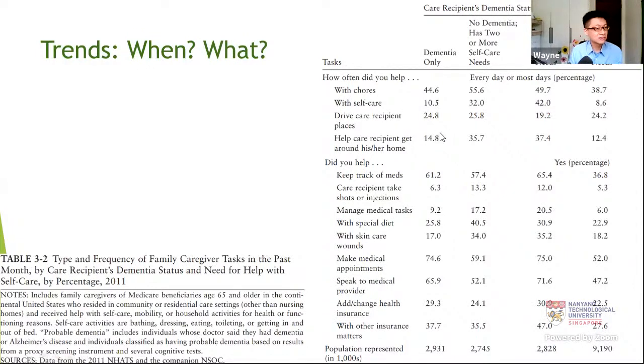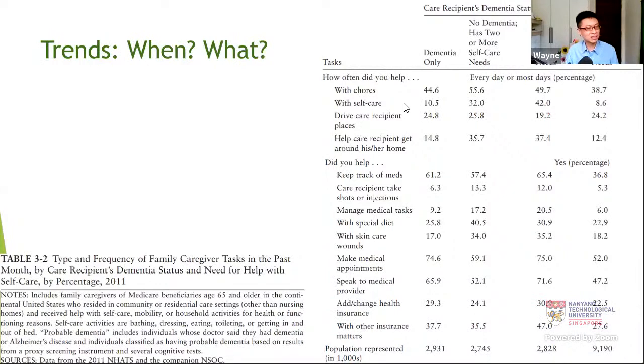Another one we could think about is the second one, self-care. With dementia only, the caregiver will respond to the question, how often do you help with self-care? How many days? On average, caregivers spend 10.5 days a month helping with self-care of the patient with dementia only. But that increases to 42.0 if you look at the third column from the left: dementia plus two or more self-care needs. It's quite a big difference, isn't it? Dementia only versus dementia with two or more self-care needs.